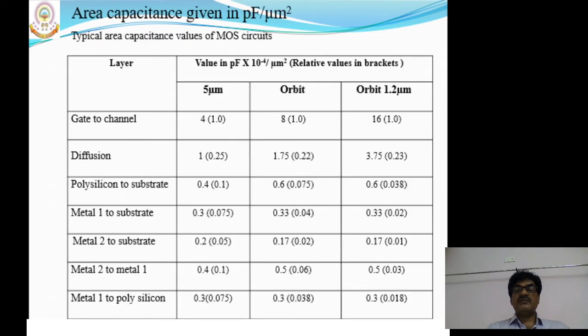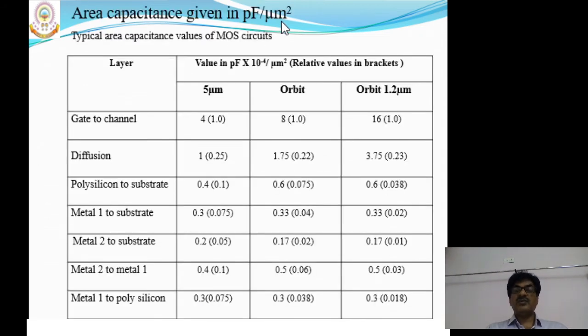And for different layer capacitances, represented in the table here in terms of picofarad per square micrometers, the possible capacitances are gate to channel, diffusion, polysilicon to substrate, metal 1 to substrate, metal 2 to substrate, metal 2 to metal 1, metal 1 to polysilicon.